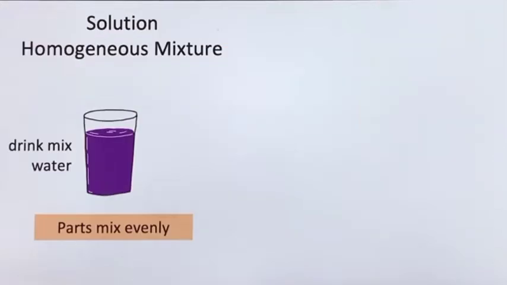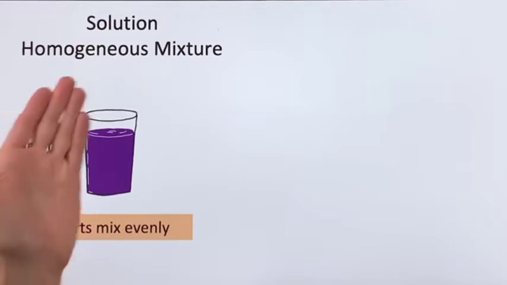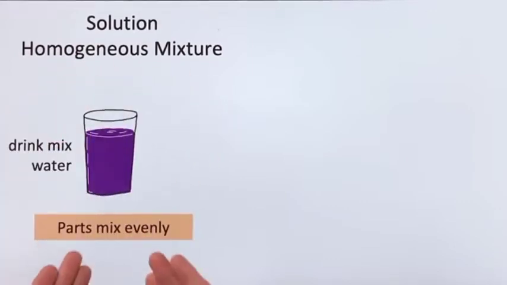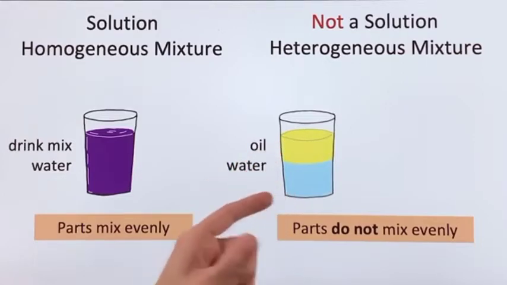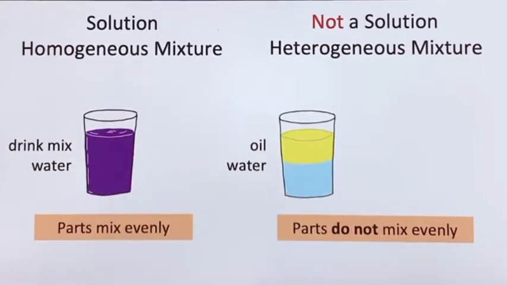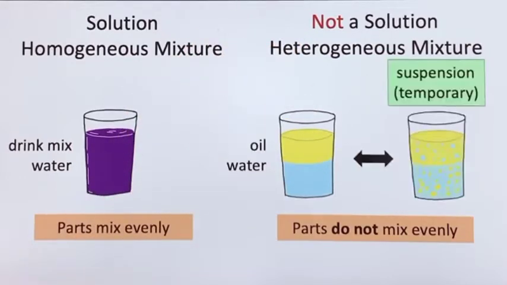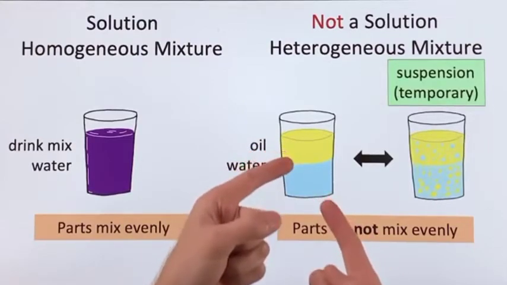Okay, now to better understand this, let's do a comparison with something that is not a solution. So we've got our solution, or homogeneous mixture, right here, and the parts mix evenly and are uniform. Over here, we have a heterogeneous mixture where the parts do not mix evenly. We have oil here and water here. You can see the different parts distinctly. This is not uniform and even, and this is not a solution.